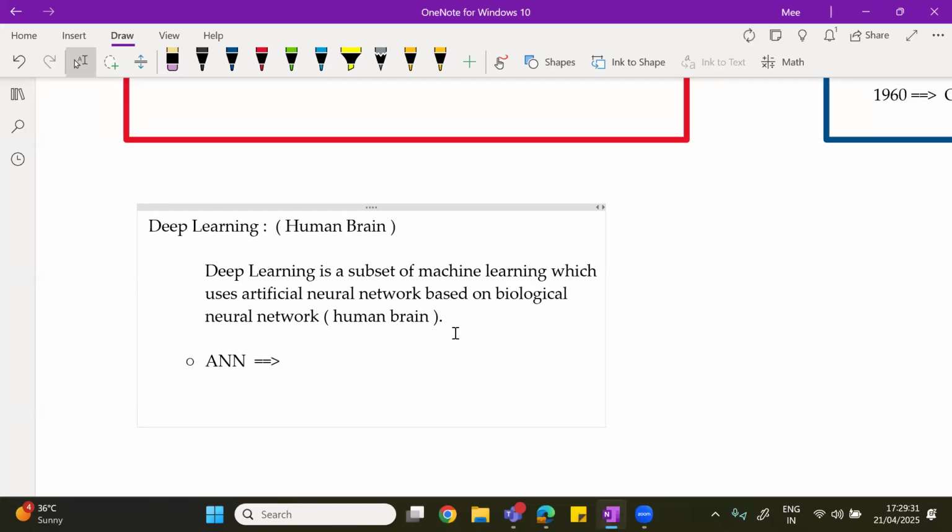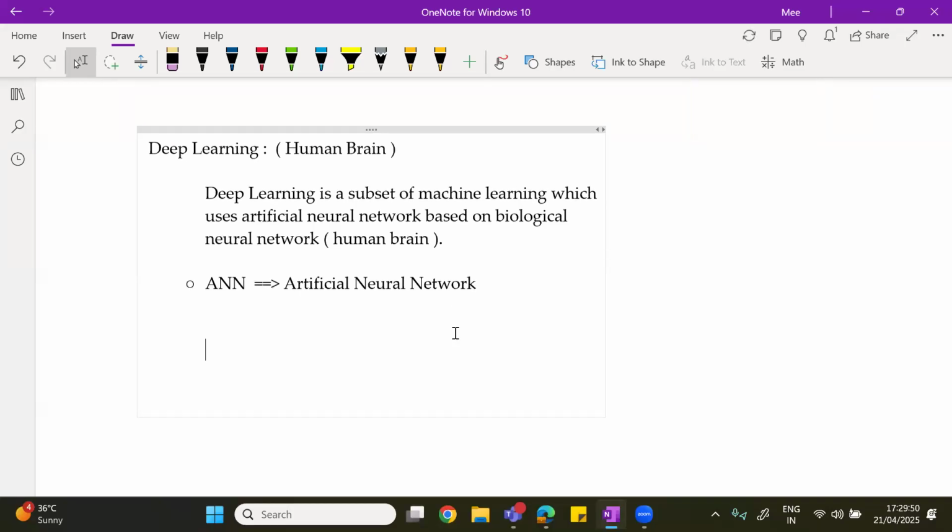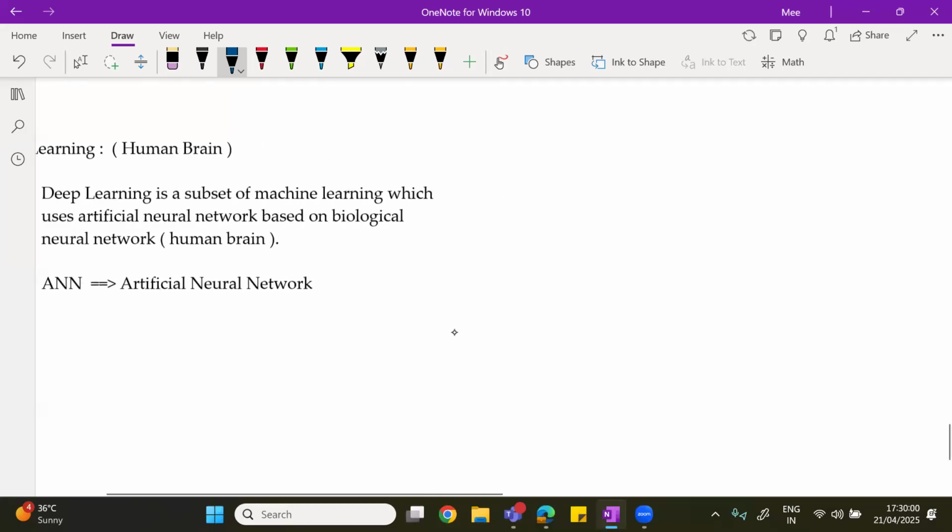They call it ANN, that is artificial neural network. Neural network. Now, what is this actually? I will tell you. In simple terminology, I will try to explain. If you see our brain, you can take it as this is our brain structure.